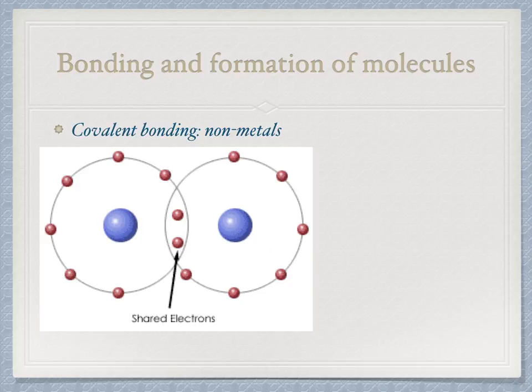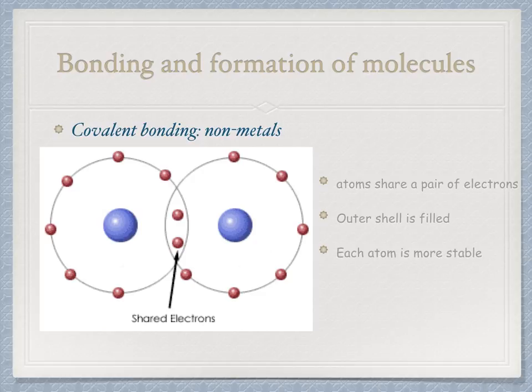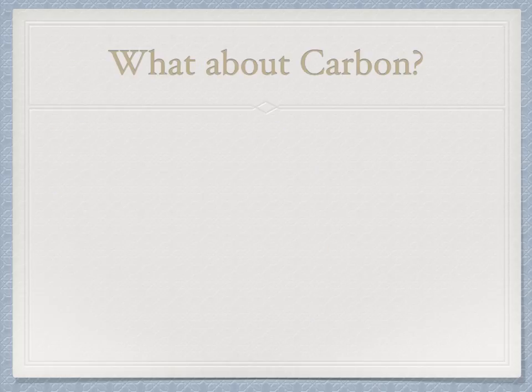Covalent bonding usually occurs between nonmetals. This is when two nonmetals, for example two hydrogen, come together and they want their outer shell to be full. So they share electrons with one another. Atoms share a pair of electrons, so the outer shell is filled. This means that each atom is now more stable. For example, if you have two hydrogen, they come together, they share the electrons, and you now have a molecule of hydrogen forming.